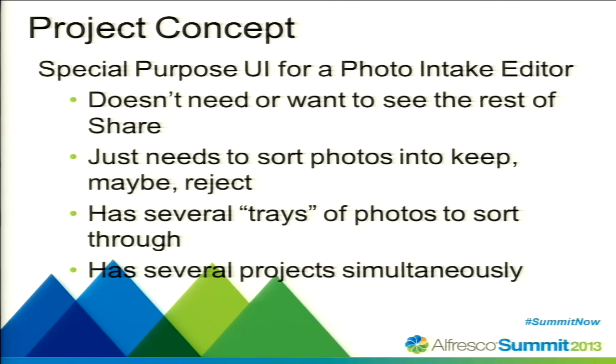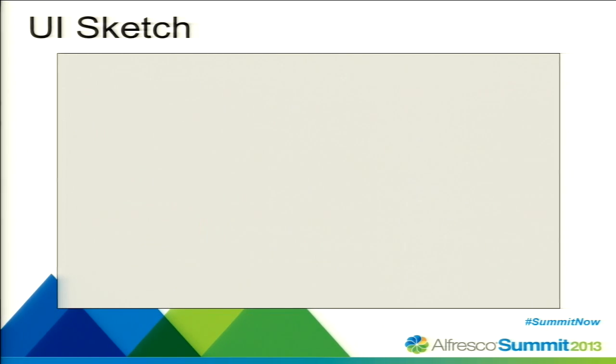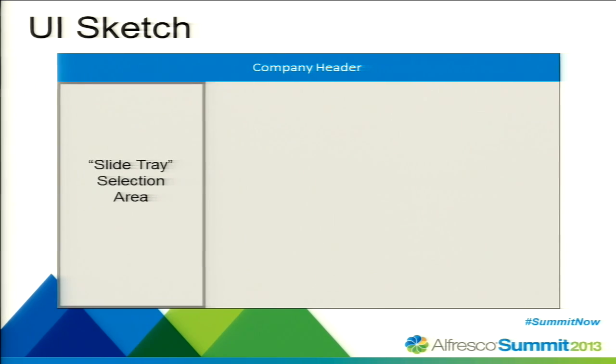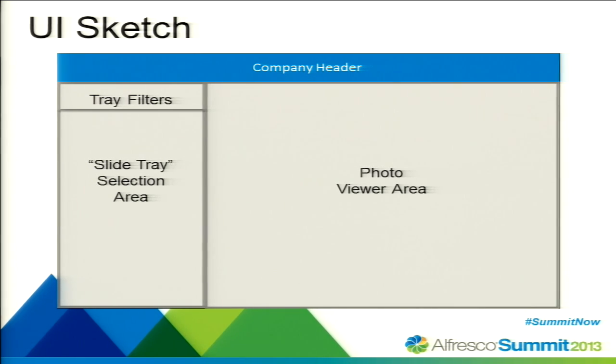There might also be several projects, and that would represent multiple sites too. So the UI concept that I came up with looks something like this. You'd usually want to put some kind of company header banner on it. You'd have an area down one side that would have the list of slide trays for that particular site. You might have an area where you could change what the slide trays represent. So there might be a couple of menus there that would let you select different sites or filter what is shown in there somehow. And then there'd be a photo viewing area.